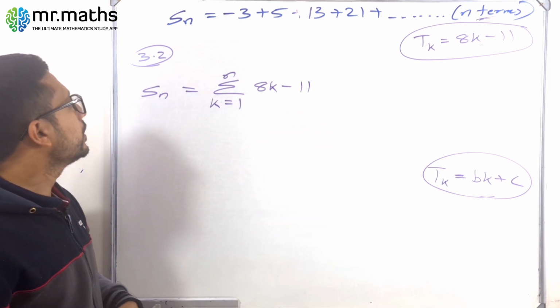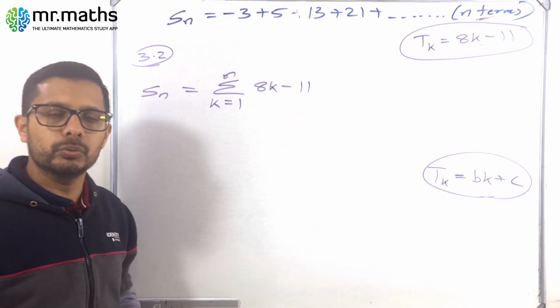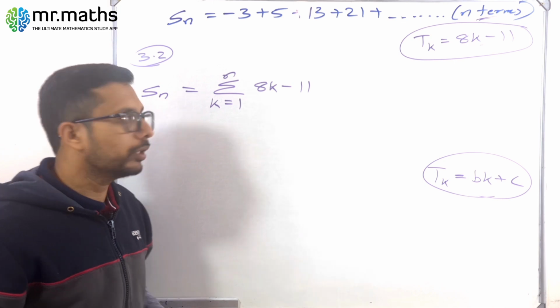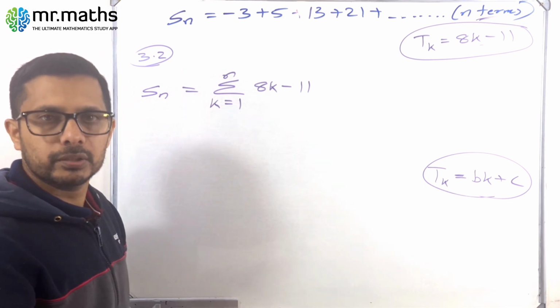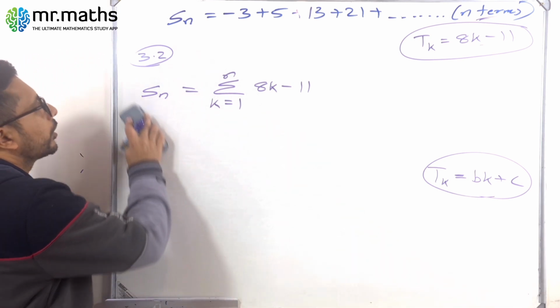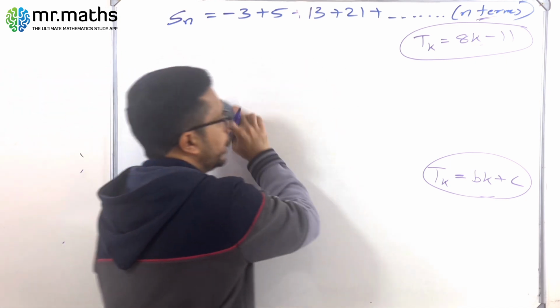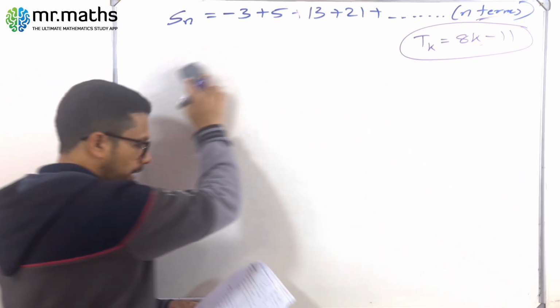Okay, so that is question number 3.2. We have to write the answer in sigma notation. So this is the sigma notation. Now let's move to the next question, question number 3.3.